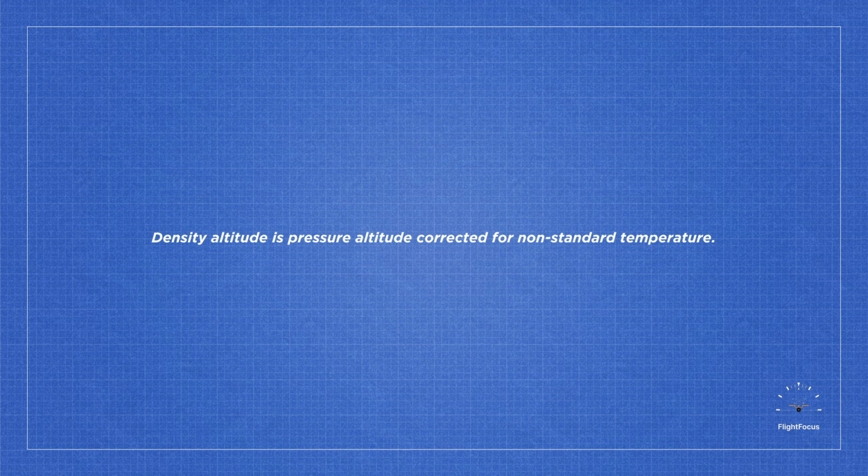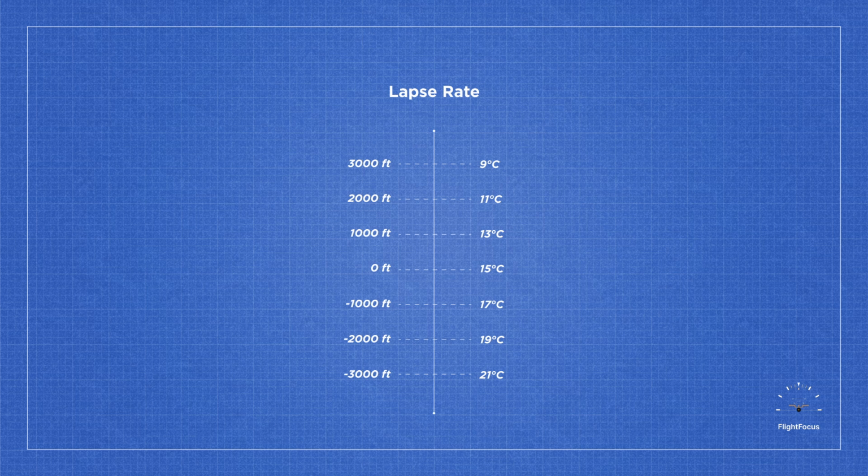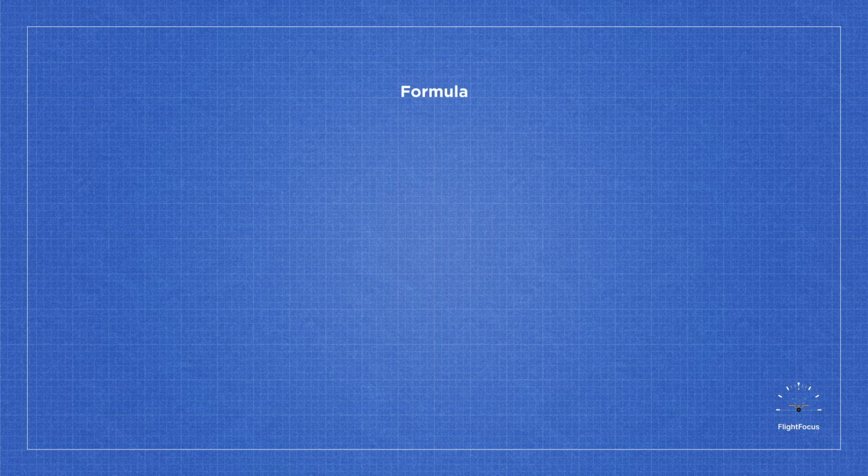Density altitude is pressure altitude corrected for non-standard temperature. It's important to know that on a standard day, the ISA temperature is 15 degrees Celsius and decreases by 2 degrees Celsius for every 1,000 feet of altitude gained. To calculate, you first need to find the difference between the current and standard air temperature, then multiply the result by 120 and add the pressure altitude.